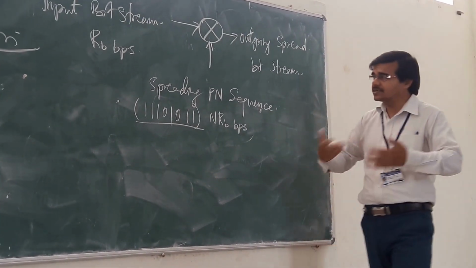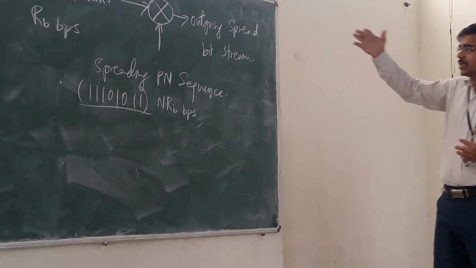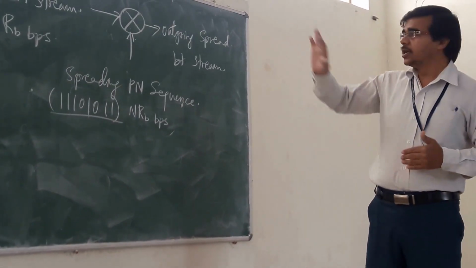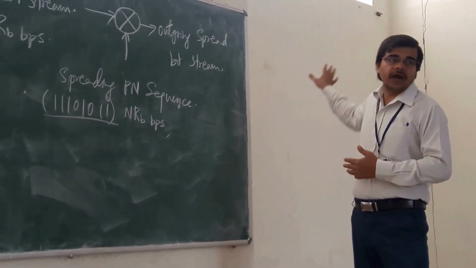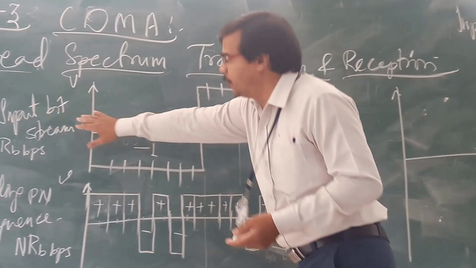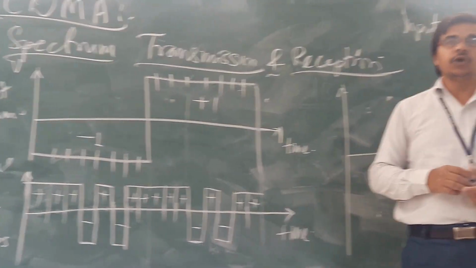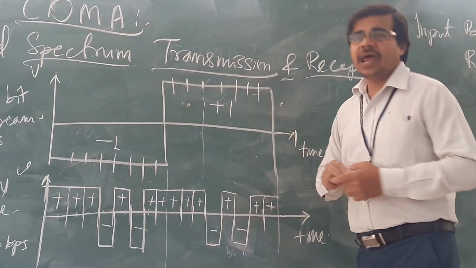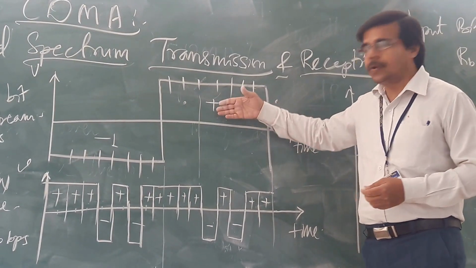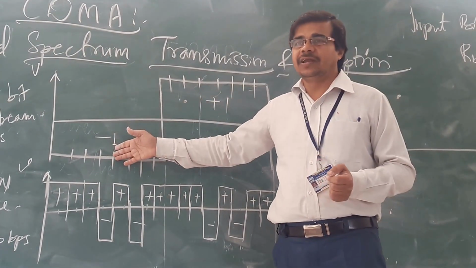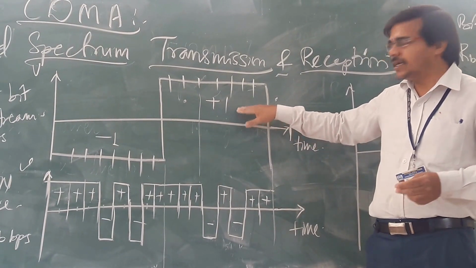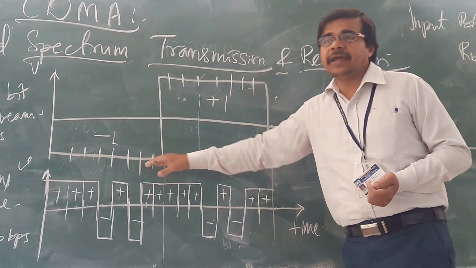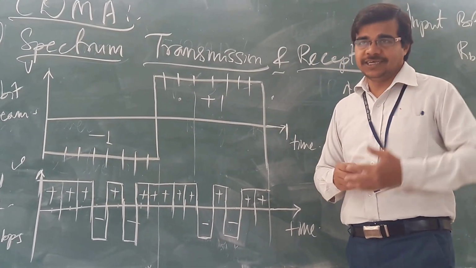Now we will start with an example, to see how we can code or modulate the signal and how we transmit it. Let us assume the input bit stream, and we are keeping it simple. We have a combination of +1 and -1. +1 indicates binary 1, and -1 indicates 0.